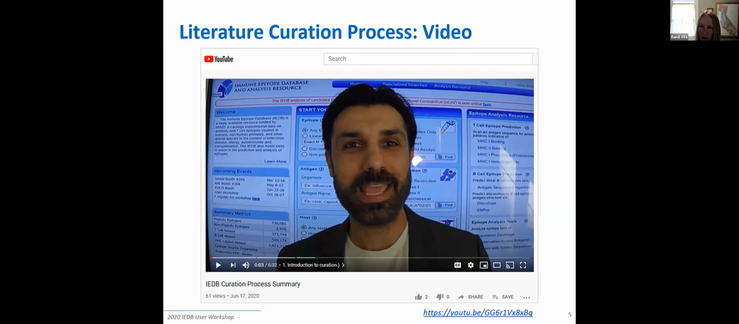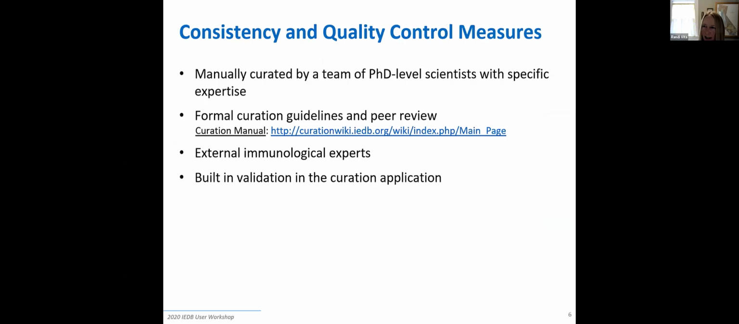So Nima just told you about the curation process and mentioned our consistency and quality control measures, which are really important to us because we want to treat every paper the same, regardless of what journal, what authors, what subject matter, and which curator enters the data.